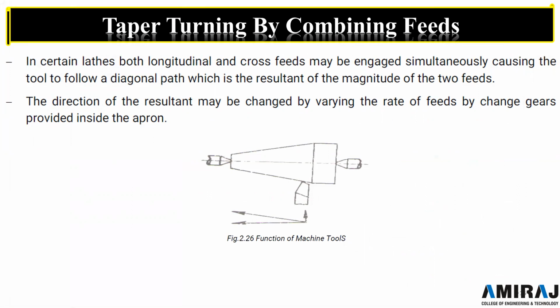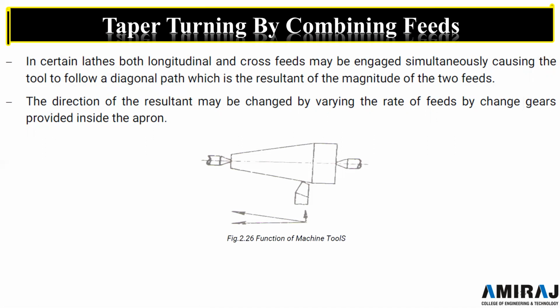as the skill of the operator depends on the use of this method. In certain lathes both the longitudinal and cross feeds may be engaged simultaneously, causing the tool to follow a diagonal path which is the resultant of the magnitude of the two feeds. Two feeds are used. One is longitudinal feed, another one is radial or cross feed.